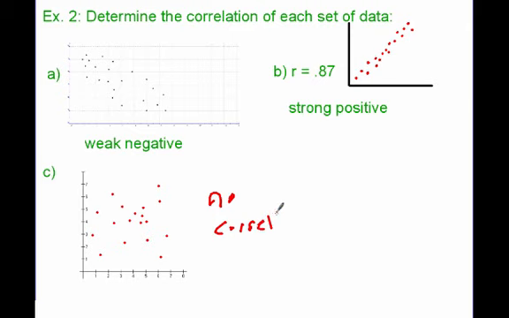So whenever my numbers are kind of all over the place like that, whenever my points are all over the place, that is a no correlation. So we've got a weak negative, a strong positive, and then no correlation.